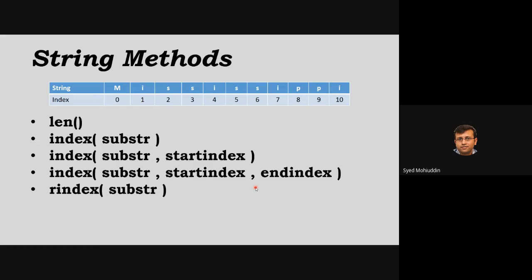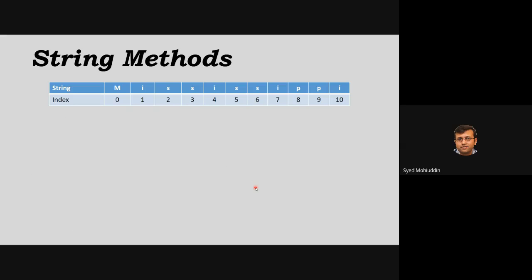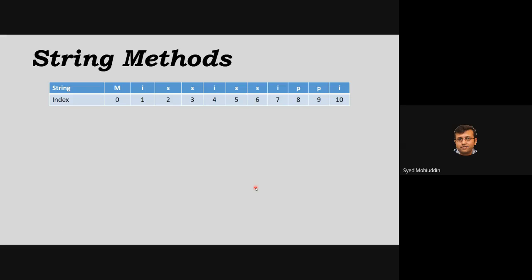Then there is rindex also, which means reverse searching for the indexes. This rindex also has the same overloaded methods as we have for index. That is rindex substring, start from so and so index, then search between start and end index. Now there is a find method. For string, find and substring does the same as index.